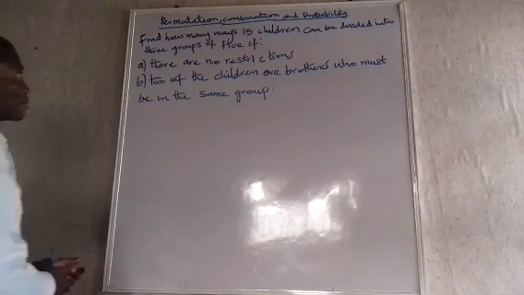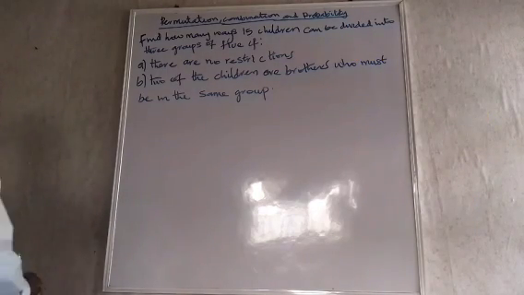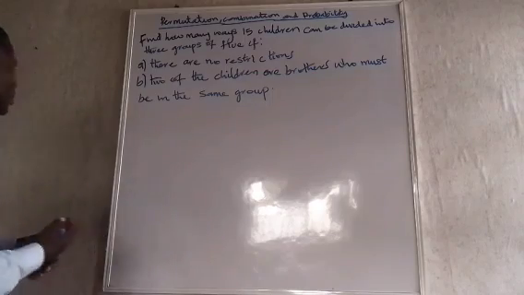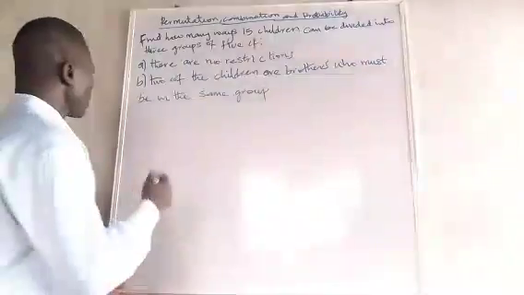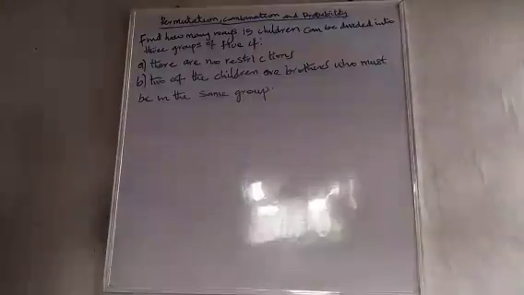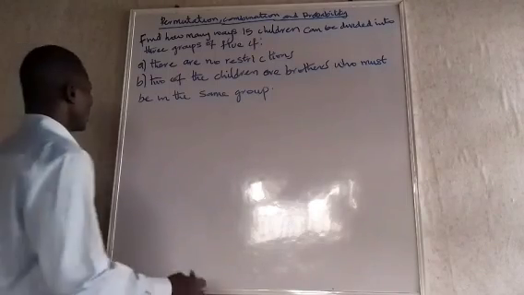The question is under permutation, combination, and probability today, and I think it will help us if we can handle this question. Find how many ways 15 children can be divided into 3 groups of 5 if A, there are no restrictions, B, 2 of the children are brothers who must be in the same group. Very easy. Let's look at how we do it.